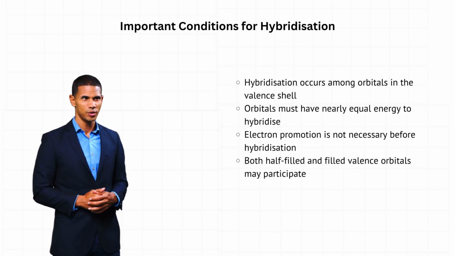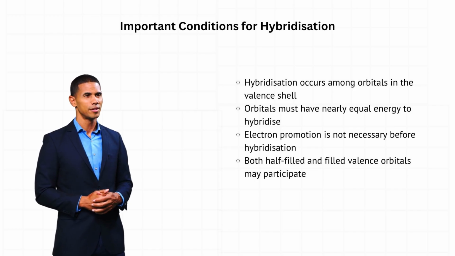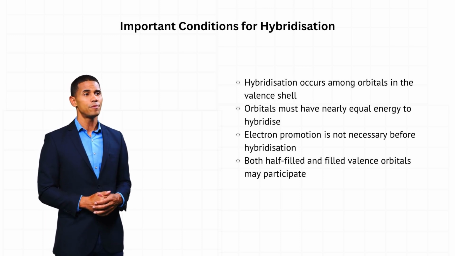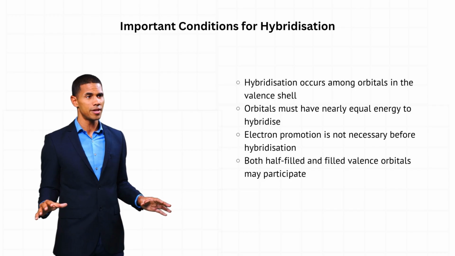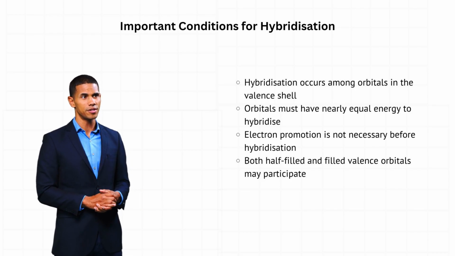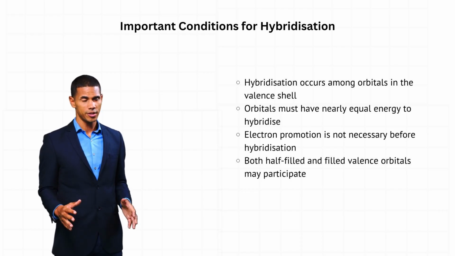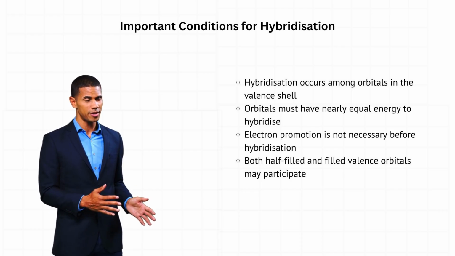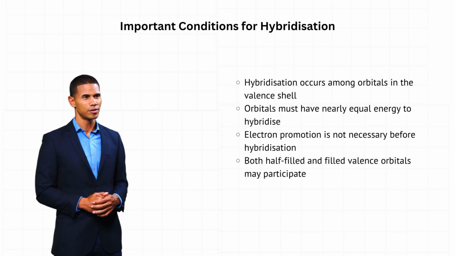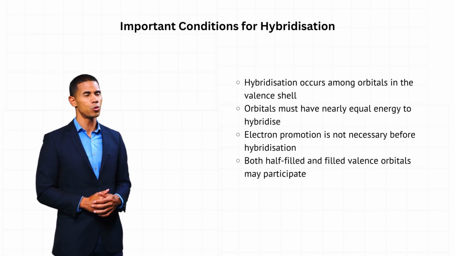Finally, not only half-filled orbitals, but sometimes even fully filled valence orbitals take part in the hybridization process. This flexibility makes hybridization adaptable to different bonding scenarios. Knowing these conditions helps us predict when and how atoms will hybridize to form molecules. Cool, isn't it? Just like a chef mixes ingredients for the perfect dish, atoms mix orbitals following these rules.